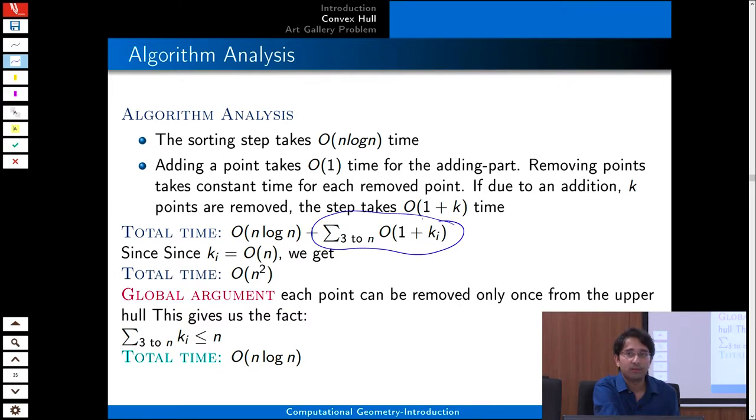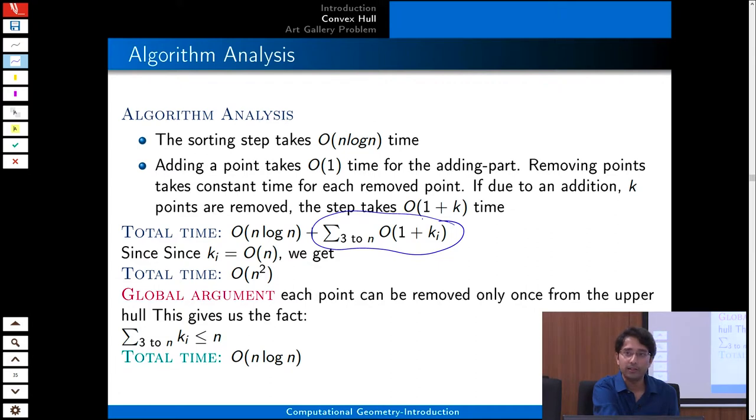So I have a question. We started with n cube. We came to n log n. But it's possible to go to even n, maybe log n time we can solve this problem. Who said that I have to spend n log n time to find a convex hull?